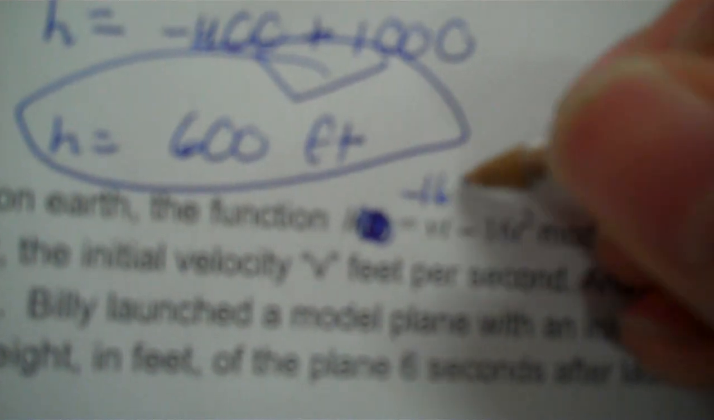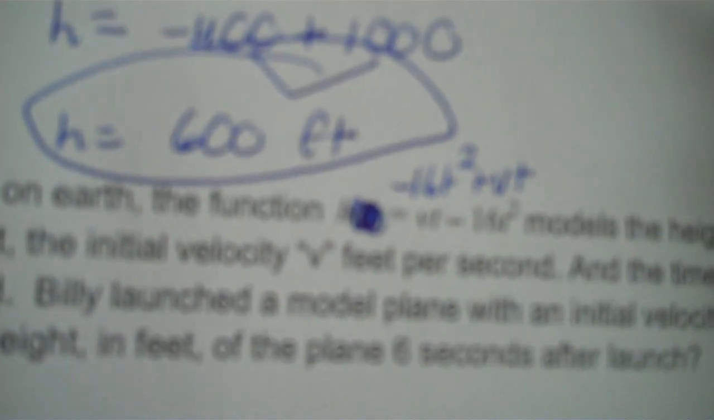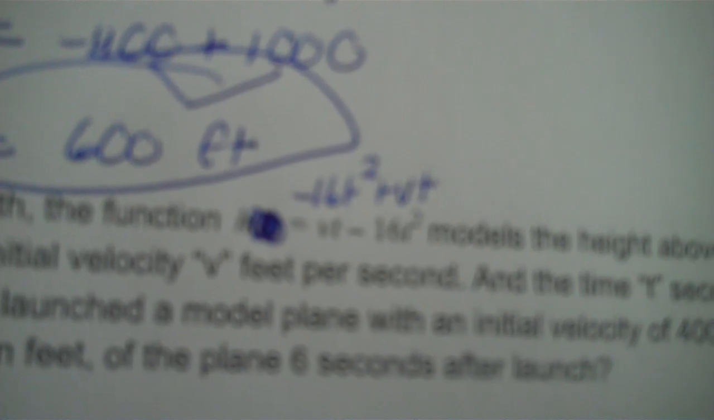Okay, let's do another one. For an object launched on Earth, the function, get that parentheses t. I hate that function notation. Equals vt minus 16t to the second. I want my negative t to the second to be written. I want it in standard form. So I just switch the order so that the second power term comes before the linear term.